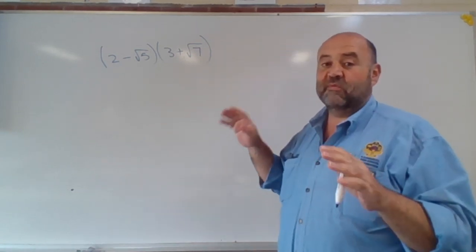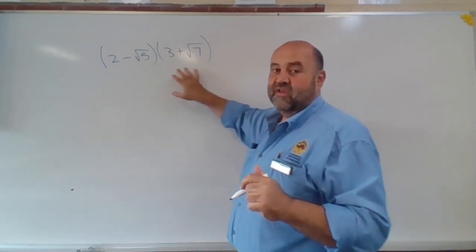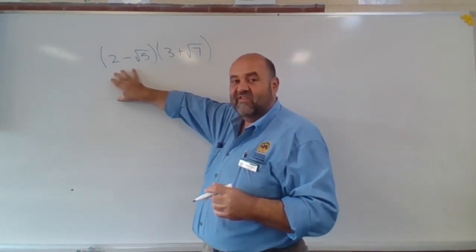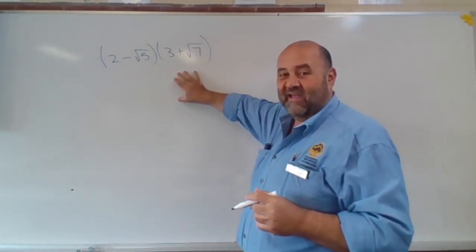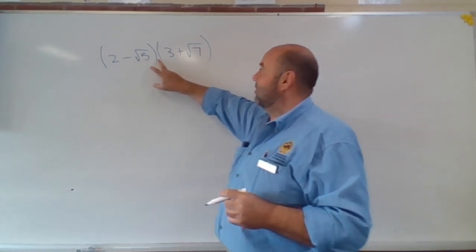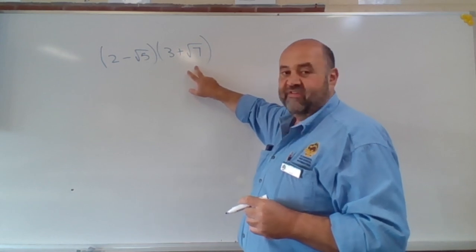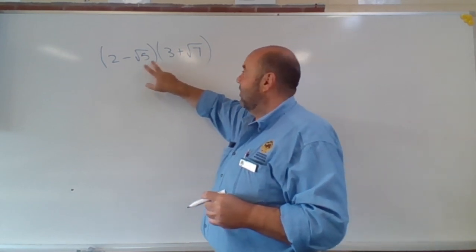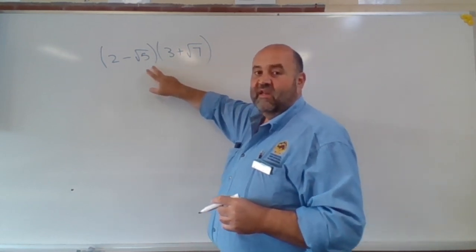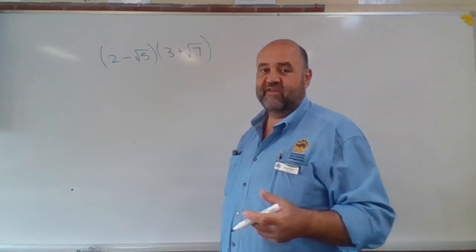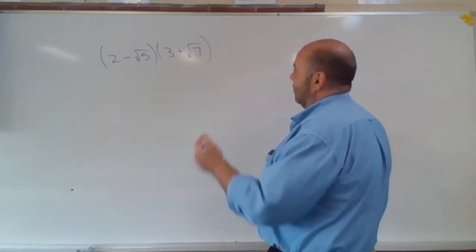It's the same when we're multiplying this group and this group. This says that everything in this group has to multiply everything in that group. So the 2 needs to multiply the 3, the 2 needs to multiply the root 7, the negative root 5 needs to multiply the 3, and the negative root 5 needs to multiply the root 7. So what's that going to look like?